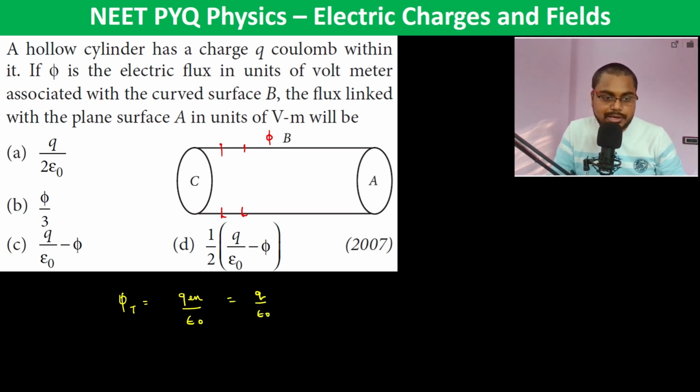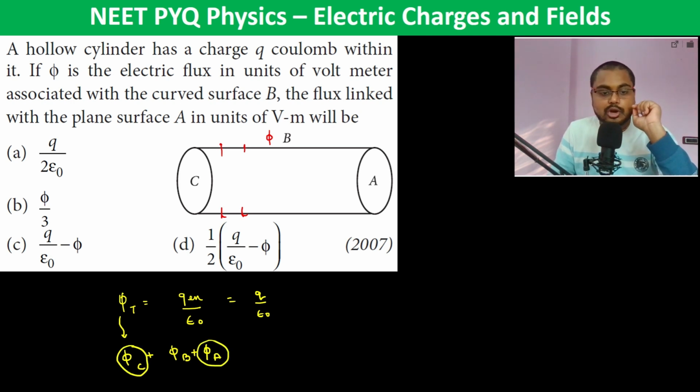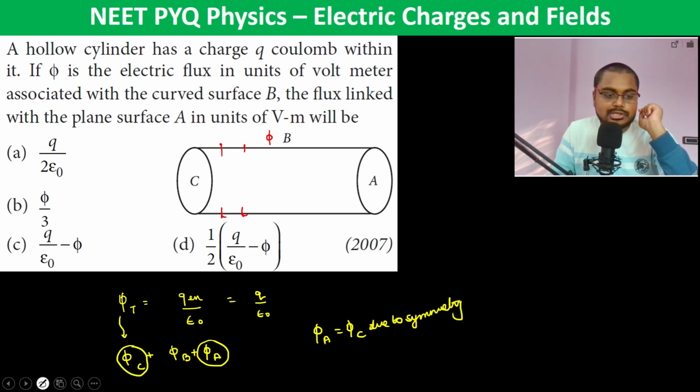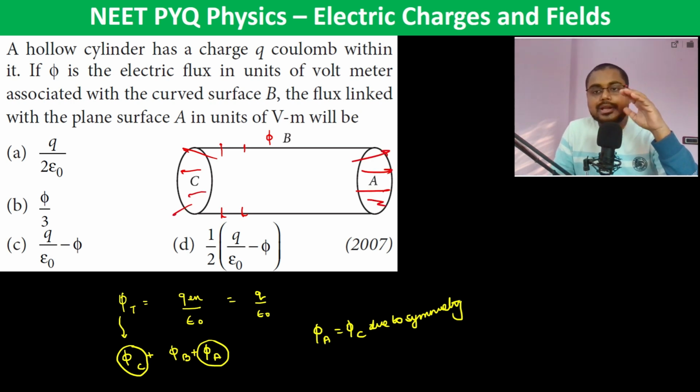Now this phi total includes flux which is passing through C plus flux which is passing through B plus flux which is passing through A. Now A and C are going to be equal because of symmetry, because whatever the flux lines are going to pass, it's going to be symmetrical through A and C.